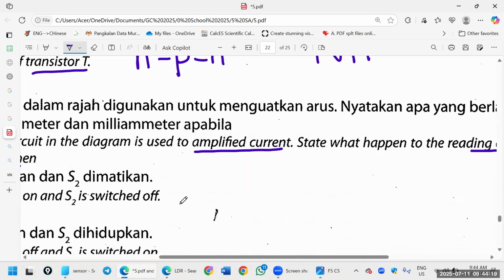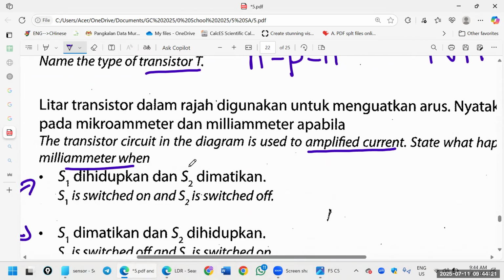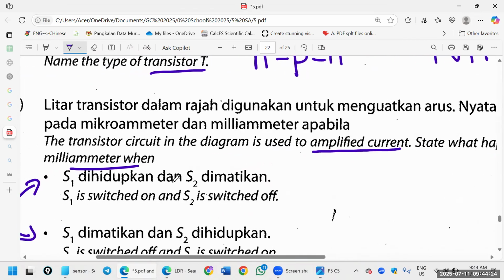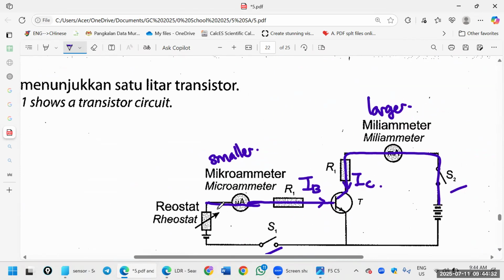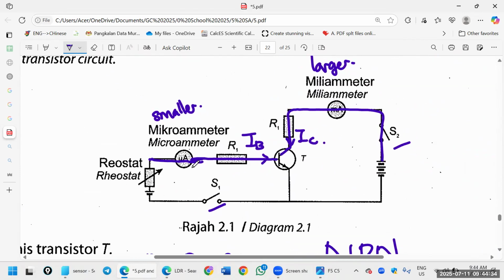Now, the question. What happened to the reading of the microammeter and milliammeter when S1 is switched on, S2 is switched off? So S1 is switched on means, well, the current flows? Actually, yes. Because now this is not a potential divider, this is a complete circuit.